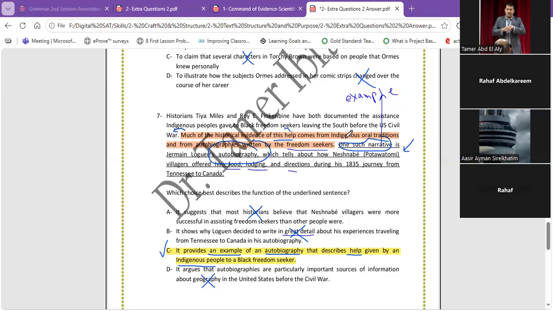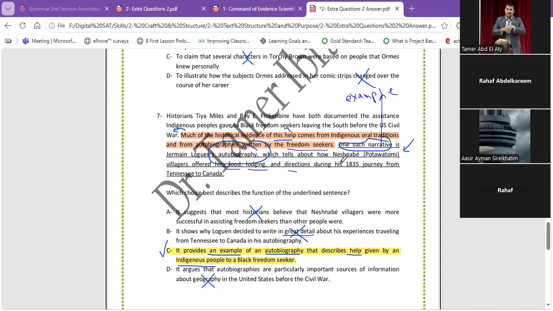One such narrative is Jermain Loguen's autobiography. There's an example, and there's the underlined part, which tells about how Anishinaabe Potawatomi villagers offered him food. So these are the indigenous people. They helped this black man with lodging and direction during his 1835 journey from Tennessee to Canada. So it suggests that most historians in the underlined part believe that Anishinaabe villagers were more successful in assisting freedom seekers than other people were.